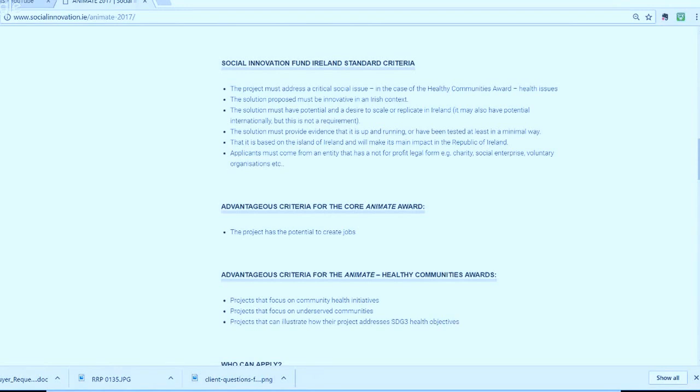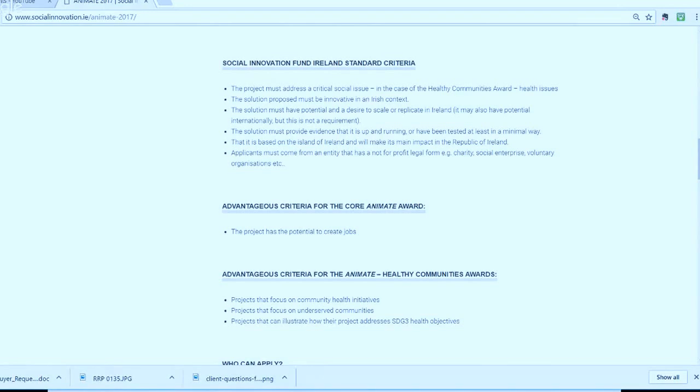So the second standard criteria would be around what I've just discussed in terms of the solution proposed must be innovative in an Irish context. And this actually talks to a question that Mike had on the live chat: why do we focus on innovation? Our mission essentially is to find and back the best solutions to solve social issues, to provide these solutions with a cash grant and non-financial supports so that they can maximize their impact and subsequently scale all across Ireland.